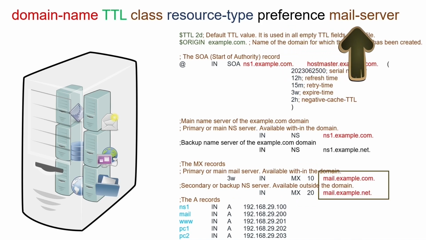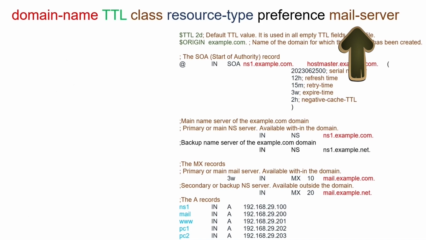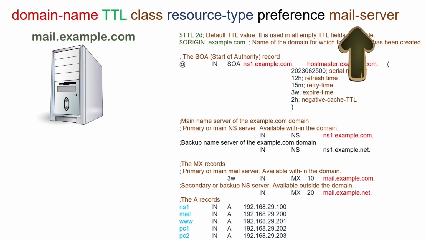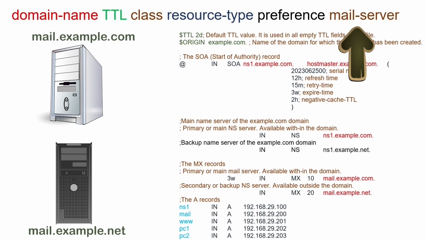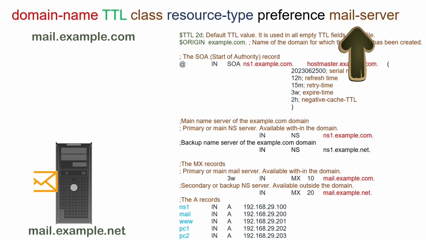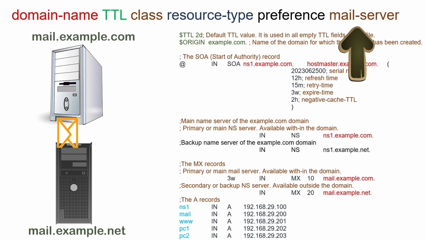The mail server field defines the email server for the domain we configure in the domain name field. In this example, we configured two mail servers, mail.example.com and mail.example.net, for the domain example.com. We configured mail.example.com as the primary mail server and mail.example.net as the backup mail server. Our primary mail server is available within the domain. Our backup mail server is available in the external domain. With this configuration, if the primary mail server fails, the backup mail server will receive mail for the domain and forward them to the primary mail server as soon as it comes online again.